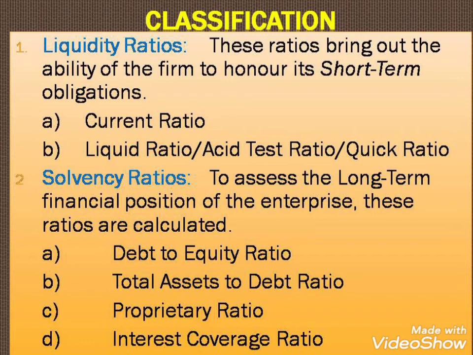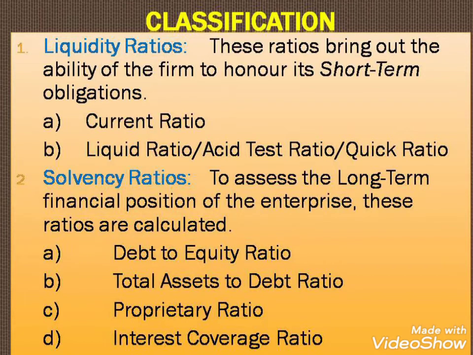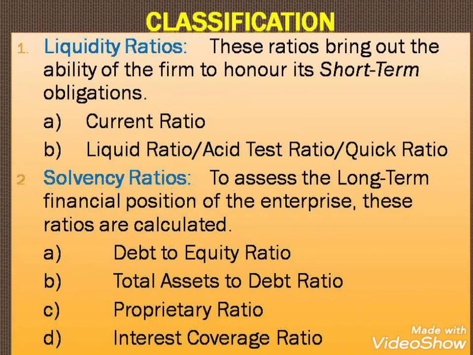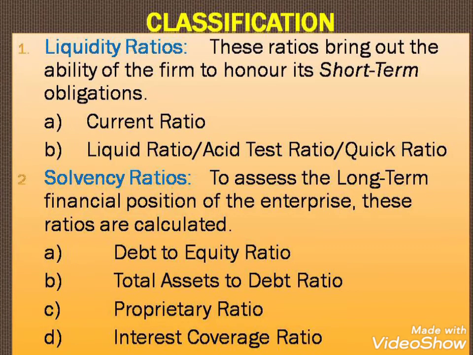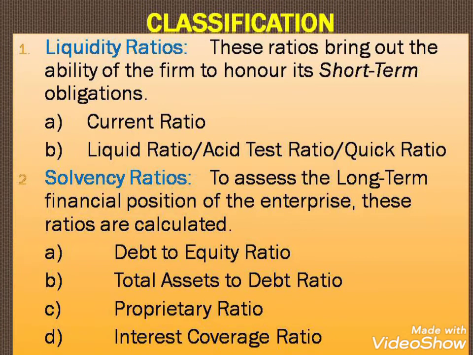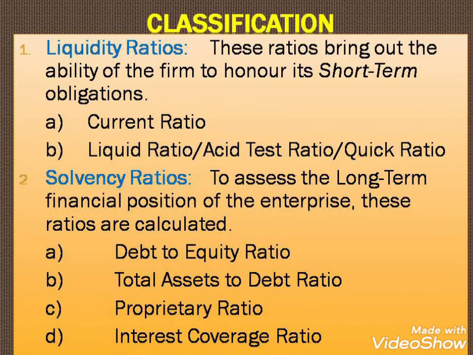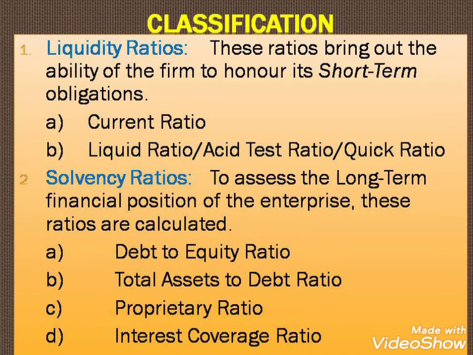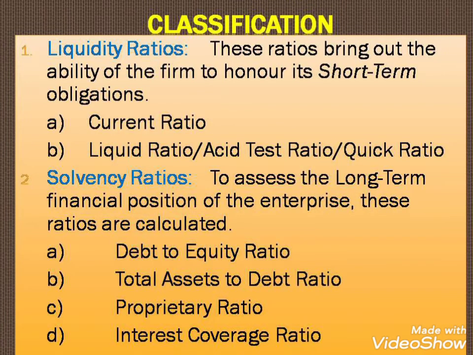Second is solvency ratios. Solvency ratios are being calculated in order to assess the long-term financial position of the enterprise. Under the solvency ratios, the following ratios are to be calculated. Debt to equity ratio, also known as debt equity ratio, total assets to debt ratio, proprietary ratio, and interest coverage ratio.